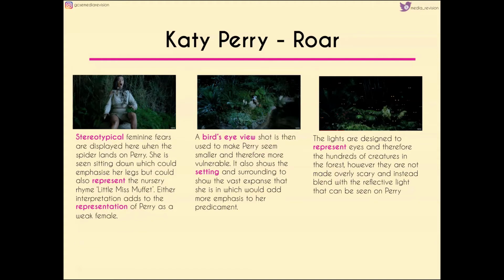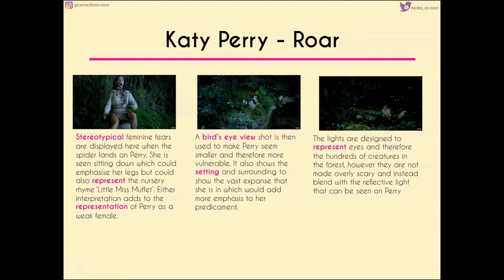Again, stereotypical female fears are played upon when the spider lands on Katy Perry. She's also seen sitting down, which emphasises her legs, but it could also represent that nursery rhyme Little Miss Muffet. Either way, this interpretation adds to the representation of Katy Perry as a whole at the moment as a very weak female. Now we get a bird's eye view, which again makes Katy Perry seem more small and vulnerable, and again a sort of weak female.